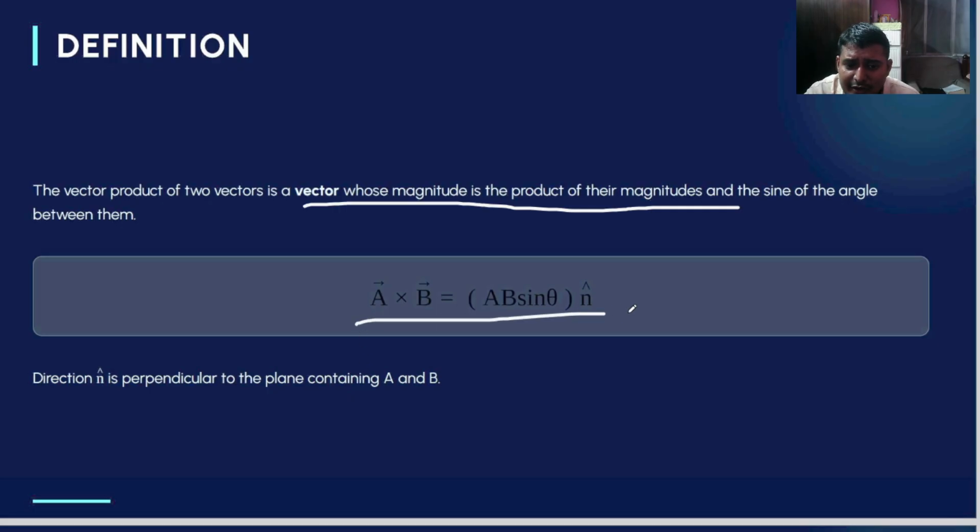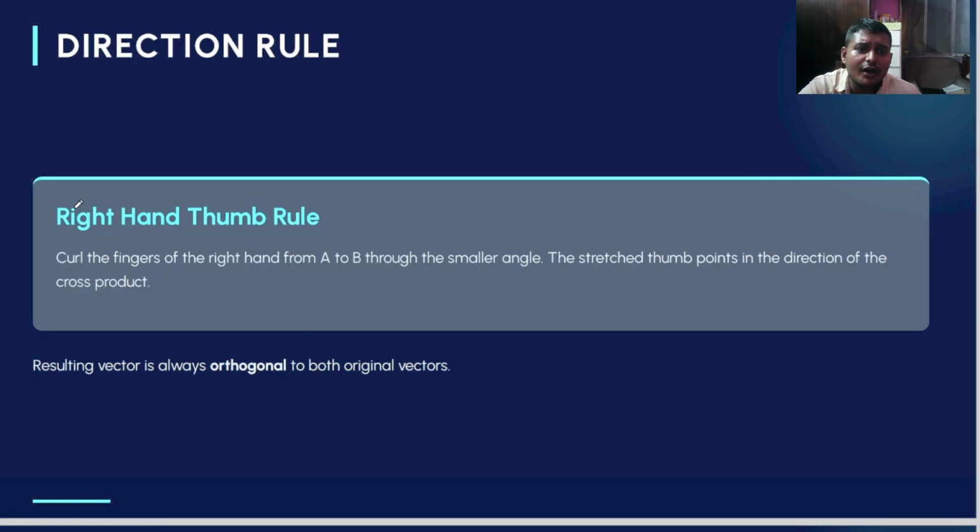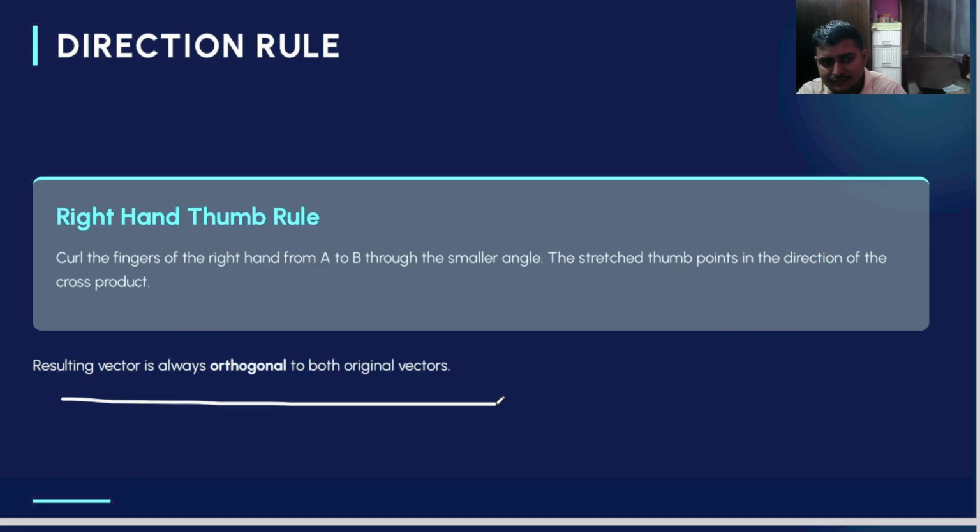And it can be found by the rule called the direction rule, also known as the right hand thumb rule. In this rule, if we curl all the fingers of the right hand from A to B through the smaller angle and stretch the thumb, it points in the direction of the cross product, means the resulting vector is always orthogonal to both the vectors. Remember this rule is important.